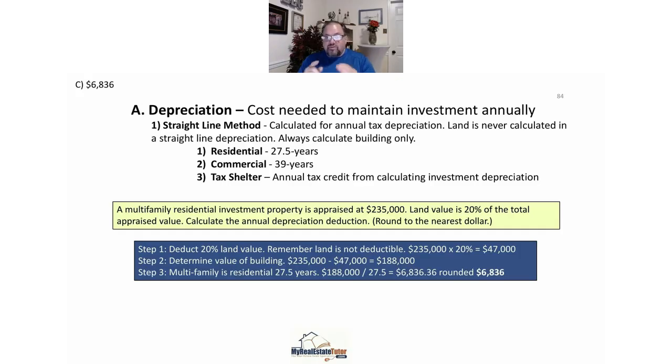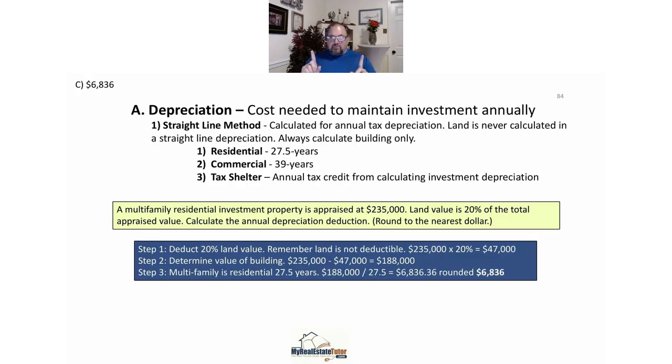So you have to assume multifamily, that's residential, we're going to use 27 and a half years. Okay. So what I got to do first, step number 1, I got to take 20% of the land value out because I can only depreciate the building. So if I take $235,000 times 20%, that's $47,000 is what the value of the land is. Subtracting it from the total $235,000, the building is worth $188,000. Now what I need to do is take 188, divide that by 27 and a half years. Each year, I can depreciate $6,836.36. The problem says round to the nearest dollar, so it'd be $6,836.